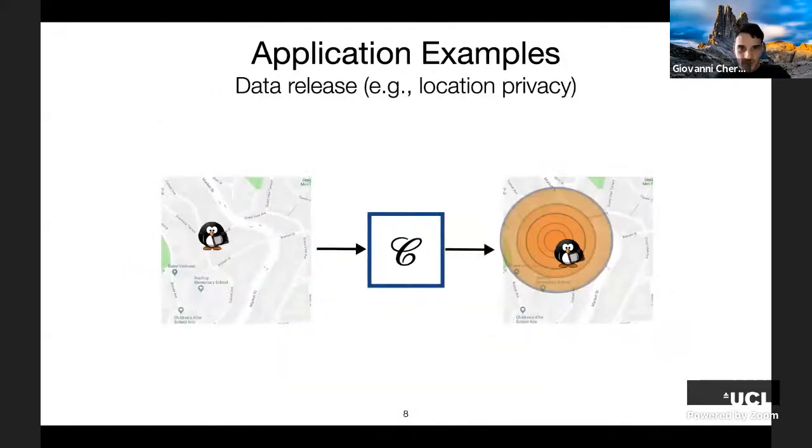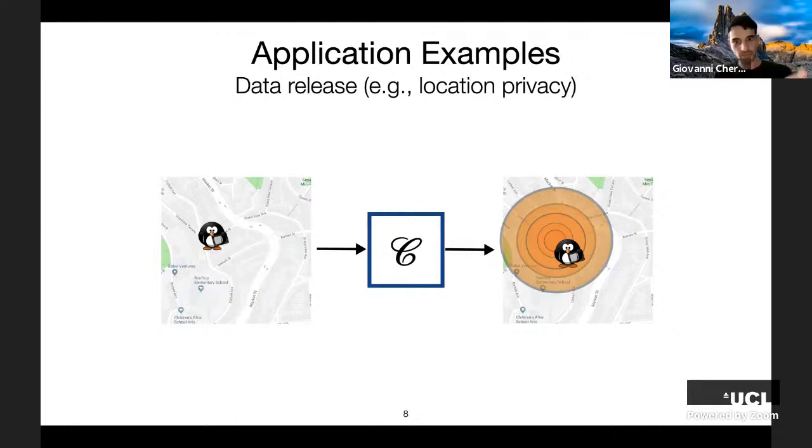So I'm gonna give you some examples which hopefully will concretize better the kind of framework that we're interested in. And the first example is within the data release problem. It's a problem in location privacy. So say that a certain user is willing to share their location, their GPS coordinates, but not exactly their true location, but just some noisy version of it because privacy.